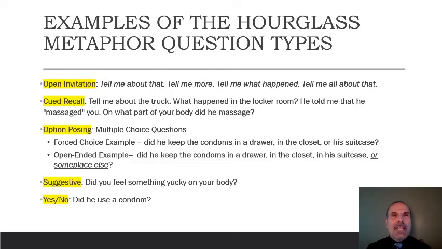Let's take a look at a question that has an open end that's among the option posing type. Open-ended example: Did he keep the condoms in a drawer, in the closet, in his suitcase, or someplace else? The thought is at least it gives the child an open end, because if it's not among the selections that we offer, the child could reject those and then provide their own response. So that's an option posing type question.